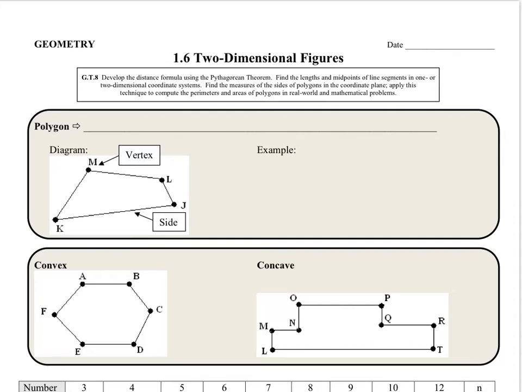The first definition we come across is polygon, which we will define as a closed figure formed by sides. Again, that's a closed figure formed by sides. Now, when we look at our problem, we have a diagram of what a polygon looks like.